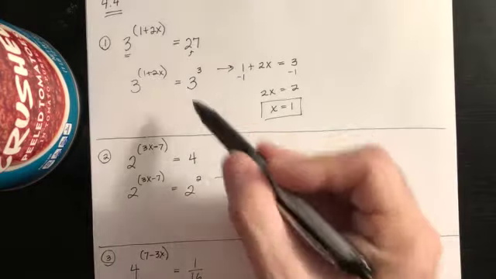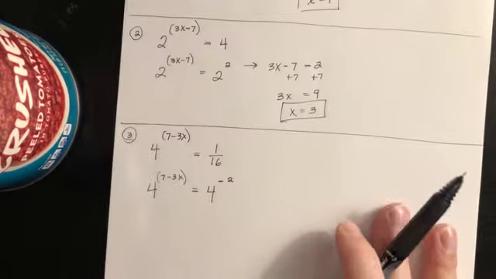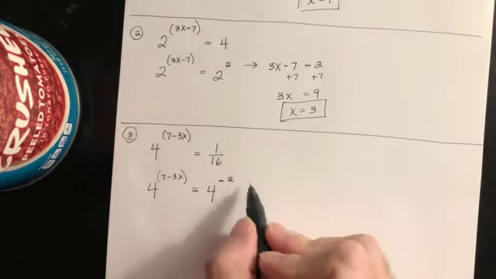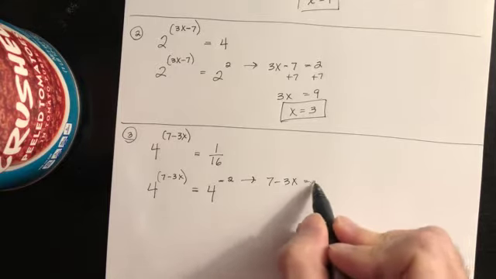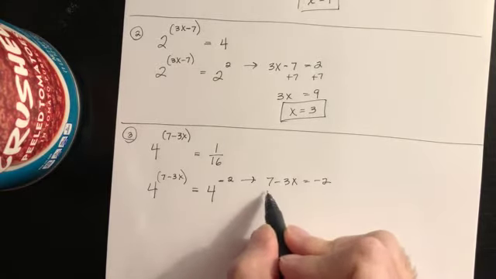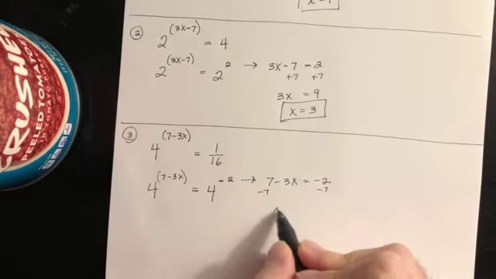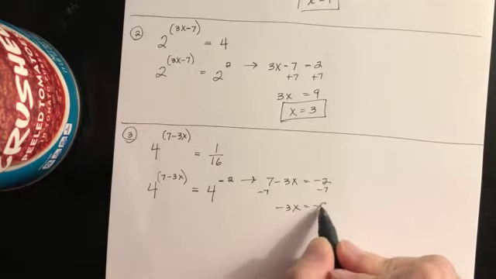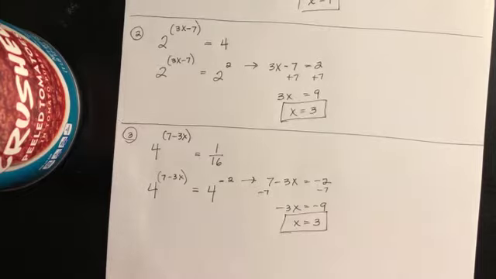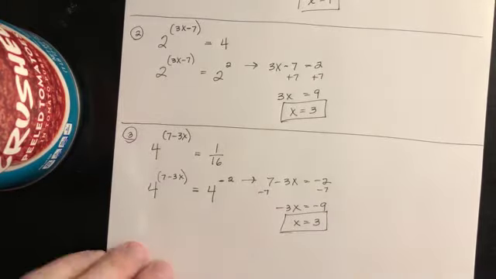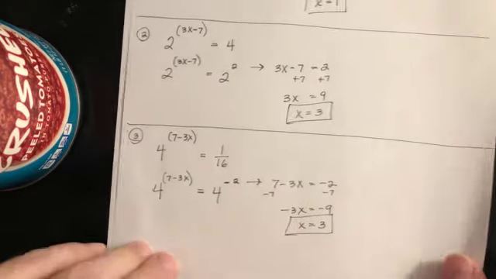See, these, they're positive. Okay, and that's all there is to it other than just setting those two equal to each other. 7 minus 3x equal to negative 2. And then we subtract 7, and we get negative 3x equal to negative 9. And then we divide and we get positive 3. Again, positive 3. Okay, so that's solving equations by changing the base.